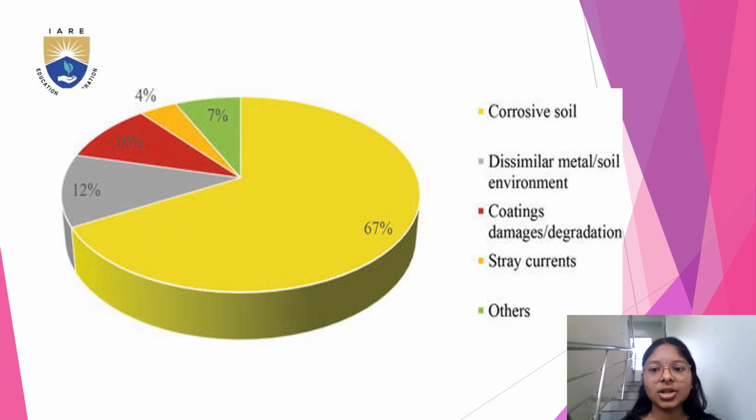So this is a pie chart or bar graph we can think about. The yellow line indicates corrosive soil. It is 4 percent, and the green indicates others, and the red indicates coating damage or degradation, and this yellow 67 percent belongs to stray currents, and the 12 percent belongs to dissimilar metal or soil environment.